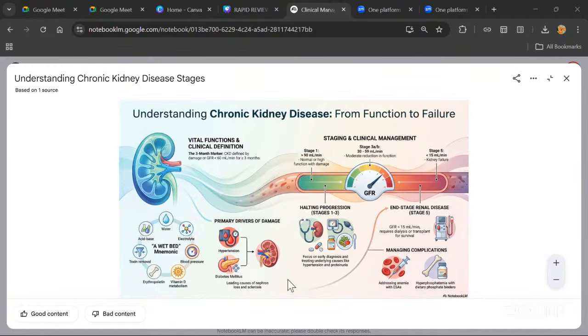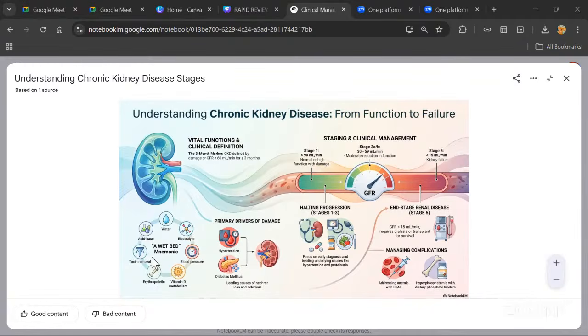Right. Then, to understand chronic kidney disease, I want you to understand the functions of the kidney. When you're looking at this infographic here, the mnemonic is a wet bed, right down here. That is the mnemonic of what the kidney does. So you have water balance, electrolyte balance, acid base balance, blood pressure control.